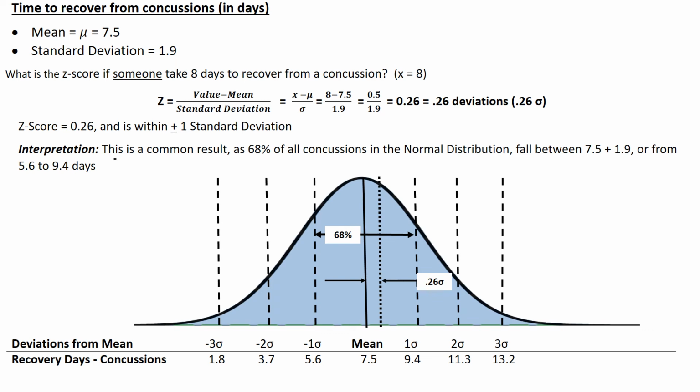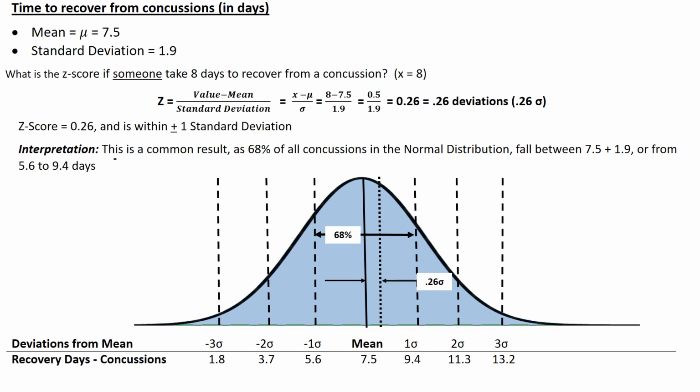I'm going to take my formula from before, remember my mean 7.5, my deviation 1.9, and I'm looking at my sample of 8. So it's 8 minus 7.5, which is my sample minus my mean, which is 0.5, divided by my deviation, which is given to us 1.9. And I get 0.26. It's 0.26 deviations. And you see I've drawn a dotted line here close to the mean. 68% fall between -1 and +1 deviations. So in 8 days, you can see it falls at 0.26 deviations, pretty close to the mean right there, which is not that far from it.